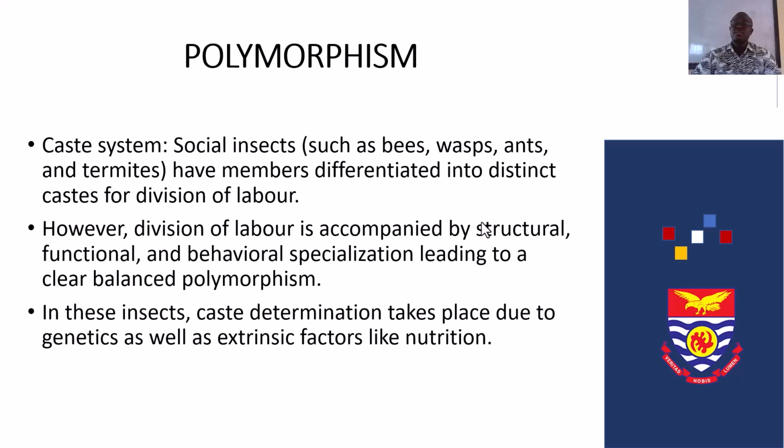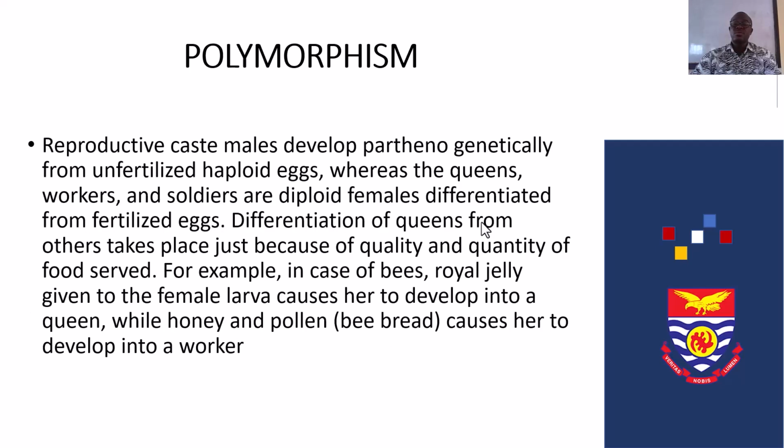The caste system. Social insects such as bees, wasps, ants, and termites have members differentiated into distinct castes for division of labor. However, division of labor is accompanied by structural, functional, and behavioral specialization, leading to a clear balanced polymorphism. In these insects, caste determination takes place due to genetics as well as extrinsic factors like nutrition. Reproductive caste males develop parthenogenetically from unfertilized haploid eggs, whereas the queens, workers, and soldiers are diploid females differentiated from fertilized eggs.